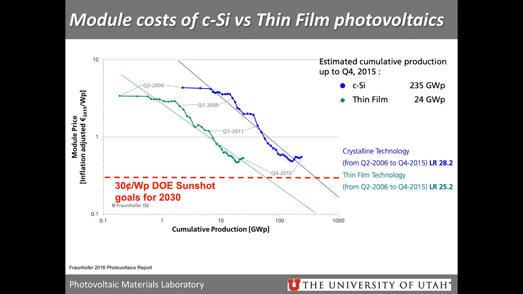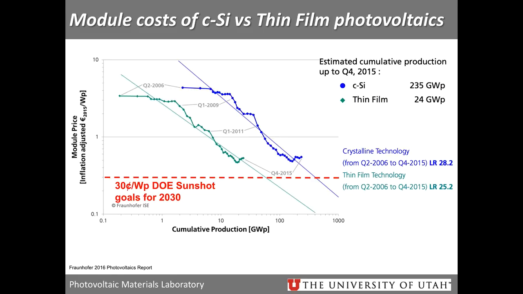Thin film technologies are, I'll explain the difference between those, but they're a newer generation, and they compete in cost now with silicon, and they are cheaper to manufacture. You can see that these costs have continued to decrease over time, and solar is just becoming cheaper and cheaper.